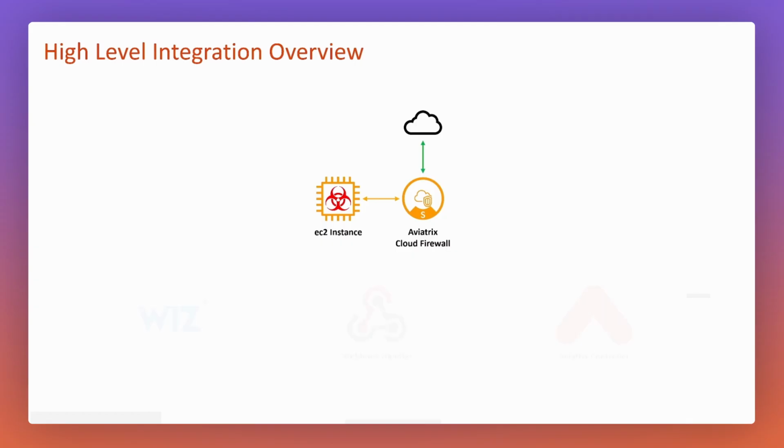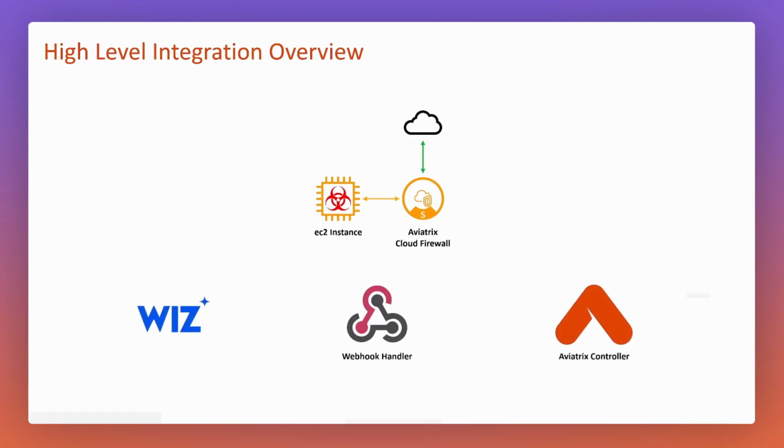The integration consists of three components: the Wiz platform, a webhook handler, and the Aviatrix Controller. Wiz's advanced visibility and analytics allow it to detect the compromise. When it finds one or multiple critical findings about the EC2 instance, it raises an issue. Then, the automation in the Wiz platform allows it to trigger a webhook request through the webhook handler.